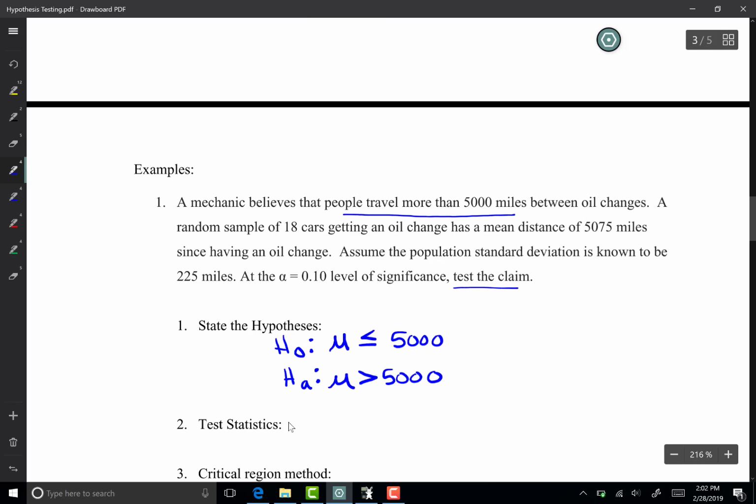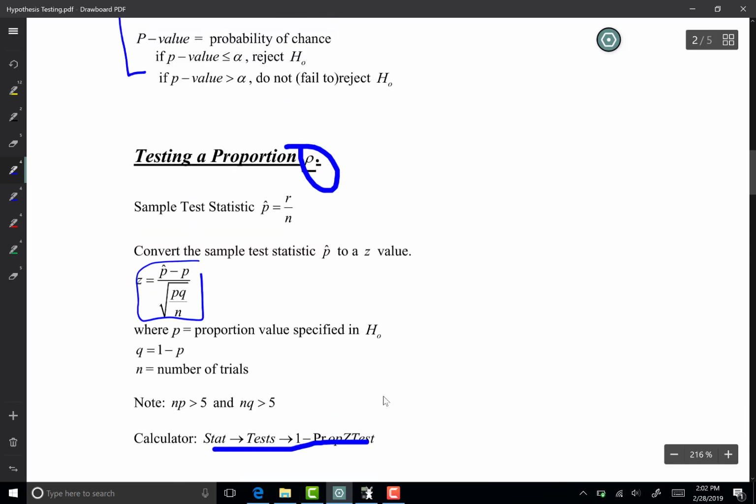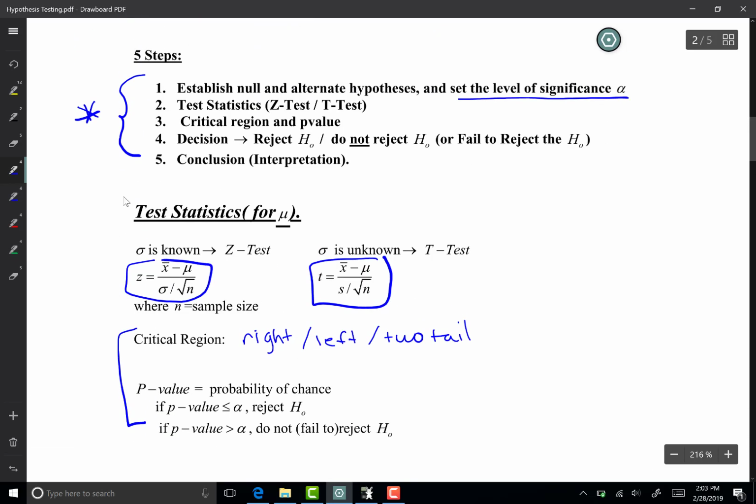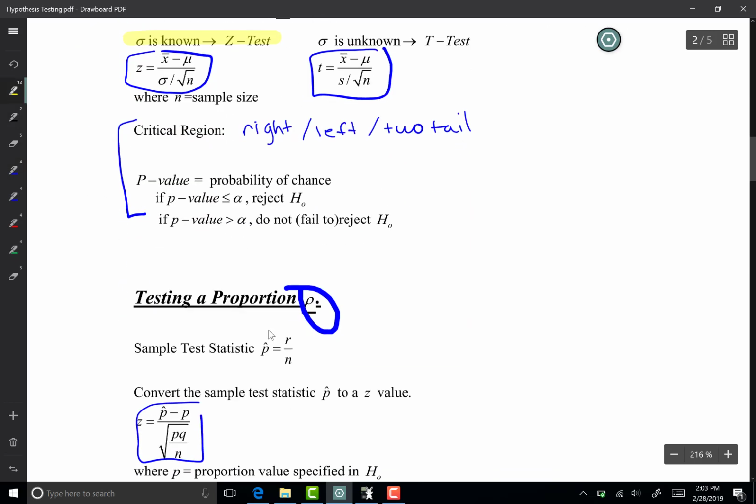Now my test statistic is based on the information that's given. So I'm going to write down my information that's given here. I know n is 18, right? And then it tells me in this sample, the mean is 5,075. So that's x bar they're giving me. Okay, and then it goes on to say, assume the population standard deviation is 225. So that's telling me sigma, right? Population standard deviation. So when I know the population standard deviation, okay, when sigma is known, I use a z-test, right?